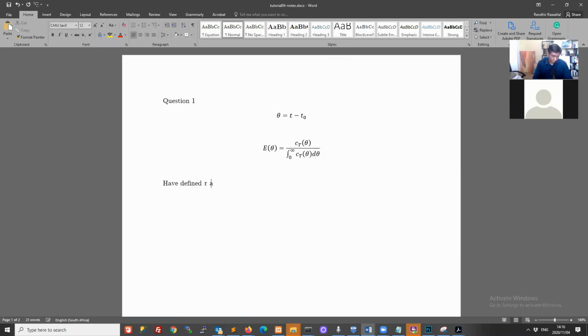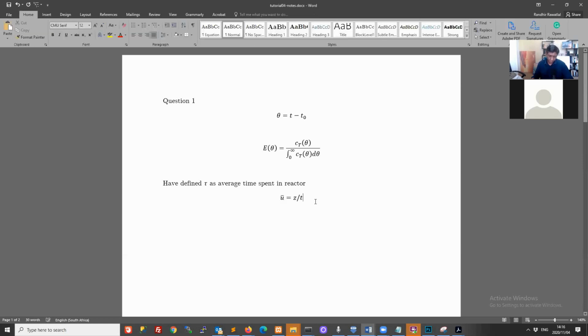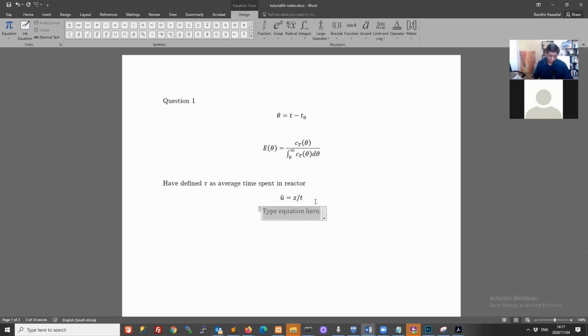We defined tau as average time spent in reactor. And we had some justification for that. We had talked about velocity and length and flow rate and volume, and we used a reasoning based on that: if you take velocity and you compare it with the distance traveled and the time to travel that distance, we know that's average velocity, right? So in a similar way, we could say that if you take volume and divide it by volumetric flow rate, then we anticipate that tau is something like the average time spent there.